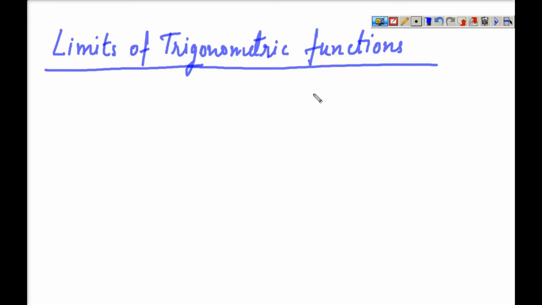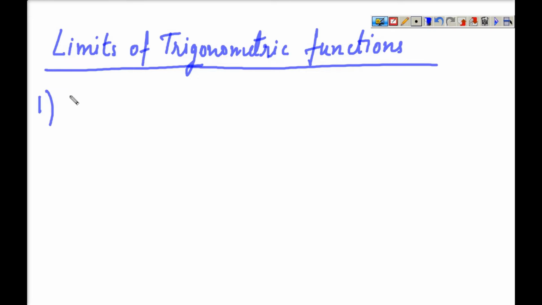So today we are going to talk about limits of trigonometric functions. I'll be showing you two statements today, and we'll be finding the proof of those statements, which are going to be used further to solve problems regarding those trigonometric functions. So let's begin. We have the first statement here.